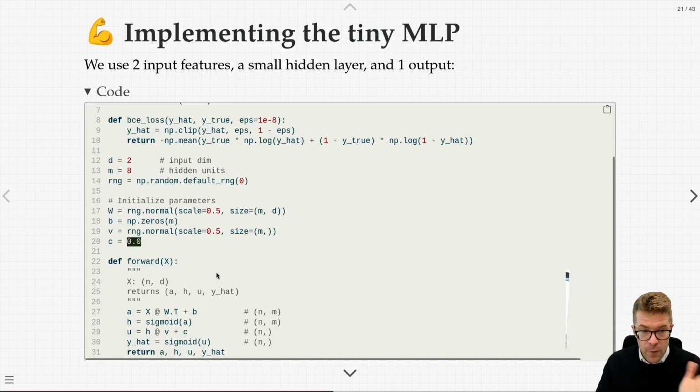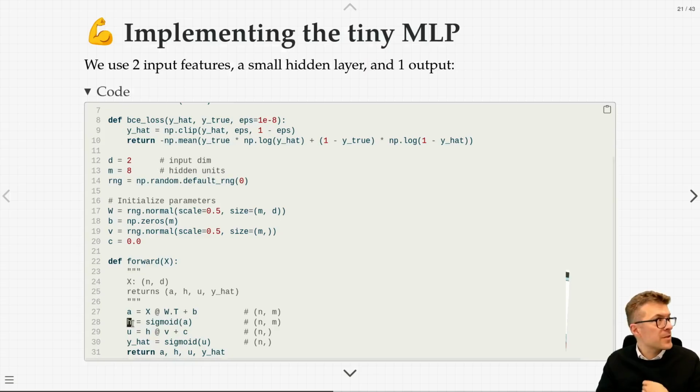And then we have our forward pass. Our forward pass is the product of X and the weight matrix, and we add that to the bias. This is a linear transformation. We pass that through the sigmoid, or nonlinear function, which gives us our intermediate value H, which is still the 8-dimensional hidden vector.